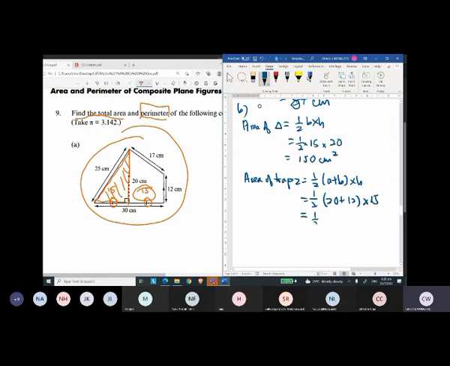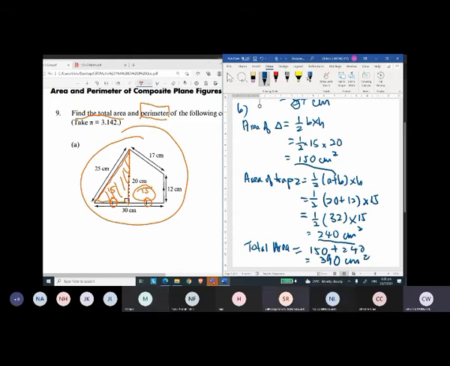So equals half times 32 times 15. Someone give me an answer, please. 16 times 15. 16 times 15 is 240 cm square. What is the total area? 150 plus 240 gives you 390. 390 cm square. Okay.